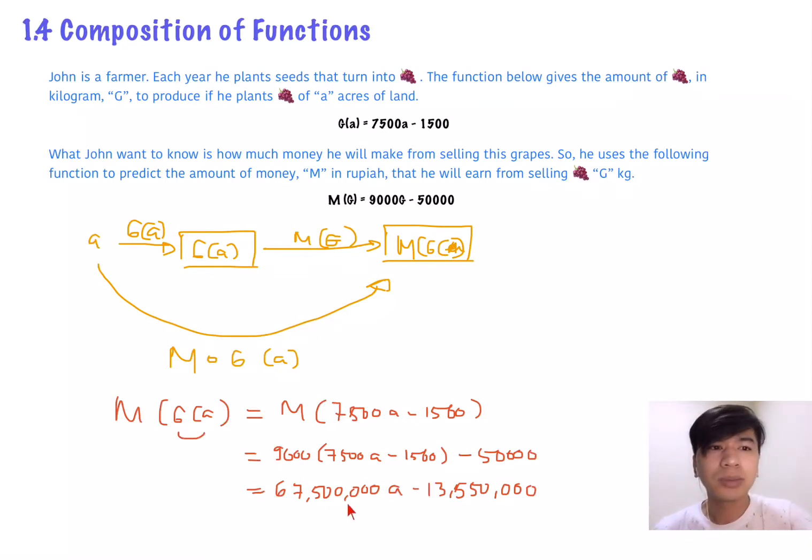This also has a meaning. If John failed to produce on A acres of land, let's say A equal to 0, then he will have a loss of 13,550,000. If he gets at least 1 acre of land, then he will get a profit. Yeah, quite good. Let's move to the next one.